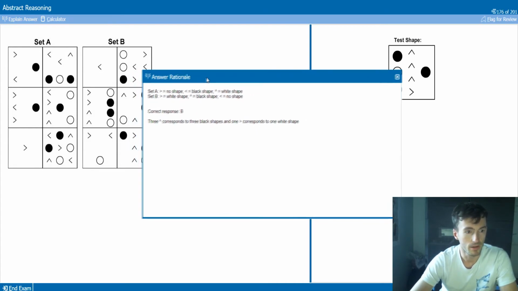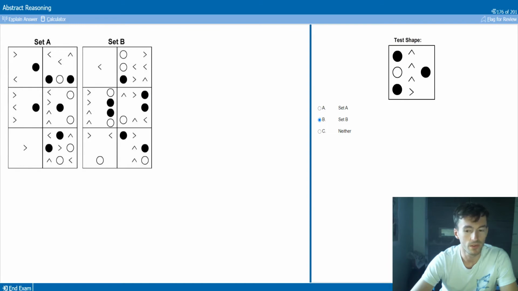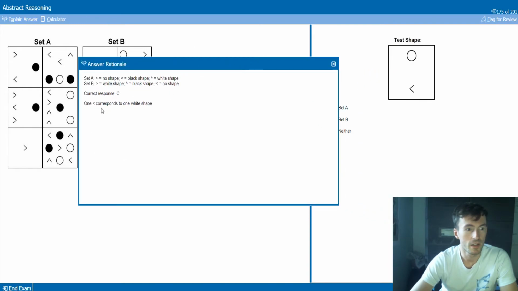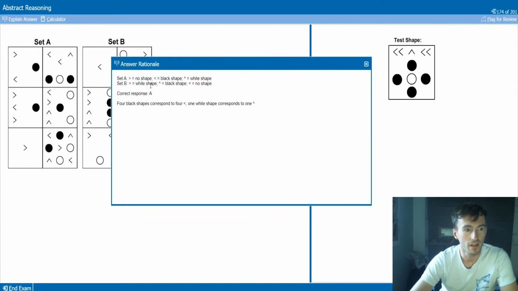Okay, yep, here we go. This is how they've explained it, not very well, to be honest. Correct answer is B. 3 of those bottom ones corresponds to 3 black shapes. Yeah, we've got all the rules. It's always really nice when you get all the rules. C, 1 of them corresponds to 1 right white shape. Yeah, I think I've done a better job explaining it than their rationale.